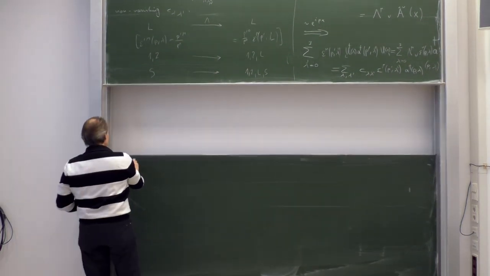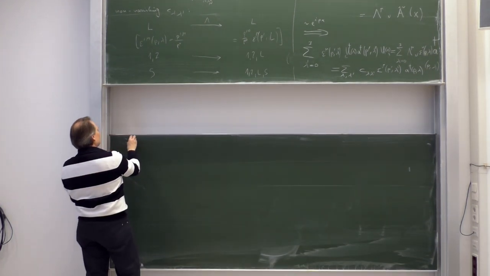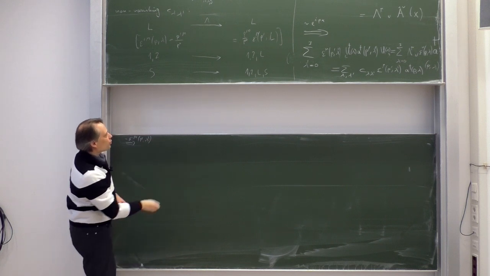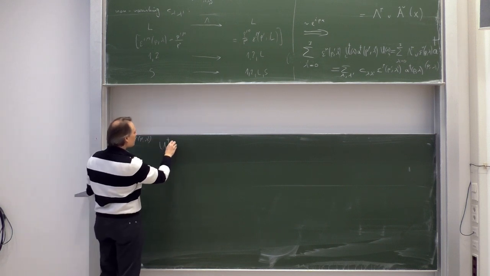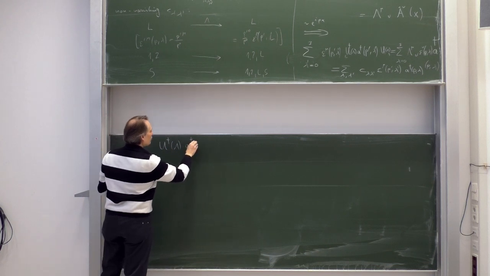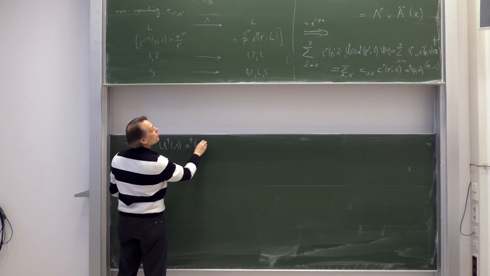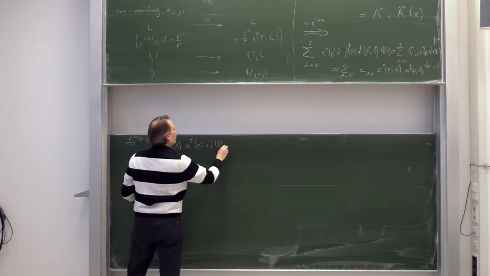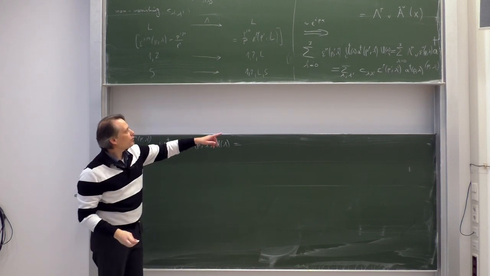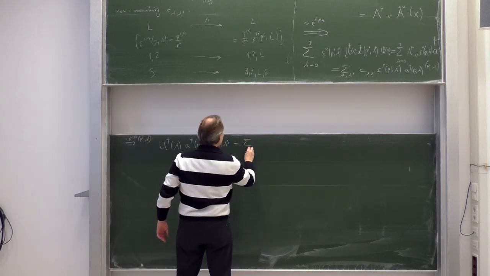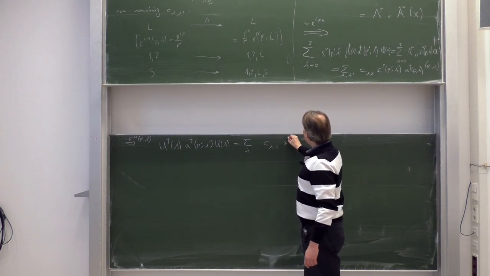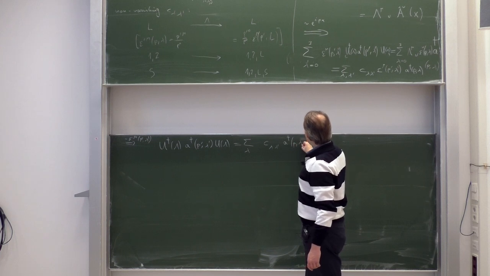So we need to look at the coefficient of the epsilons of p prime and lambda prime. And then on the left-hand side, we get U dagger of lambda times a dagger of p prime and lambda prime, sorry, and U of lambda. And on the right-hand side, we get only the sum over lambda without prime, matrix C lambda lambda prime, and a dagger of p and lambda.